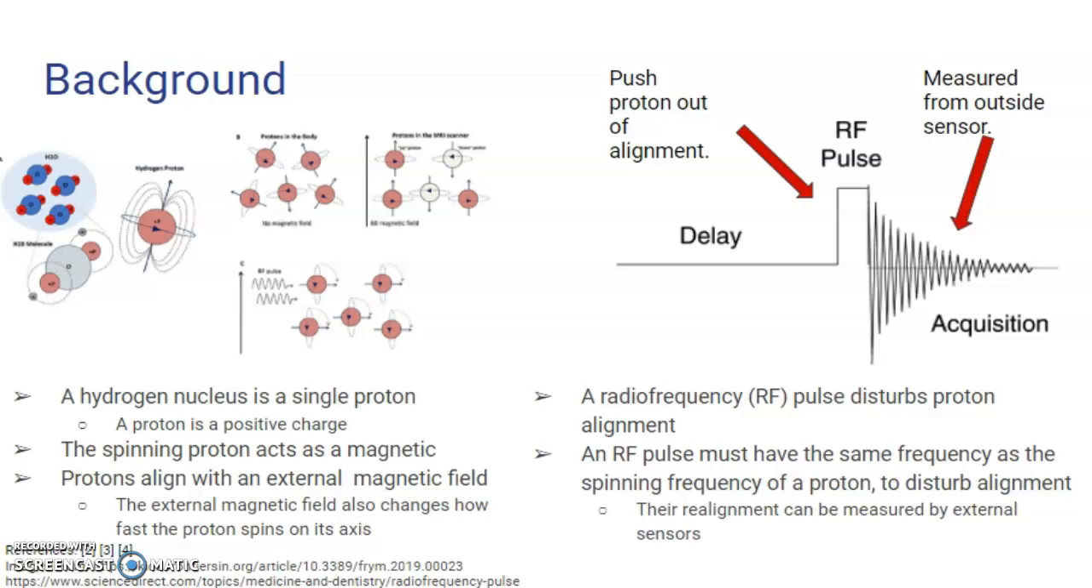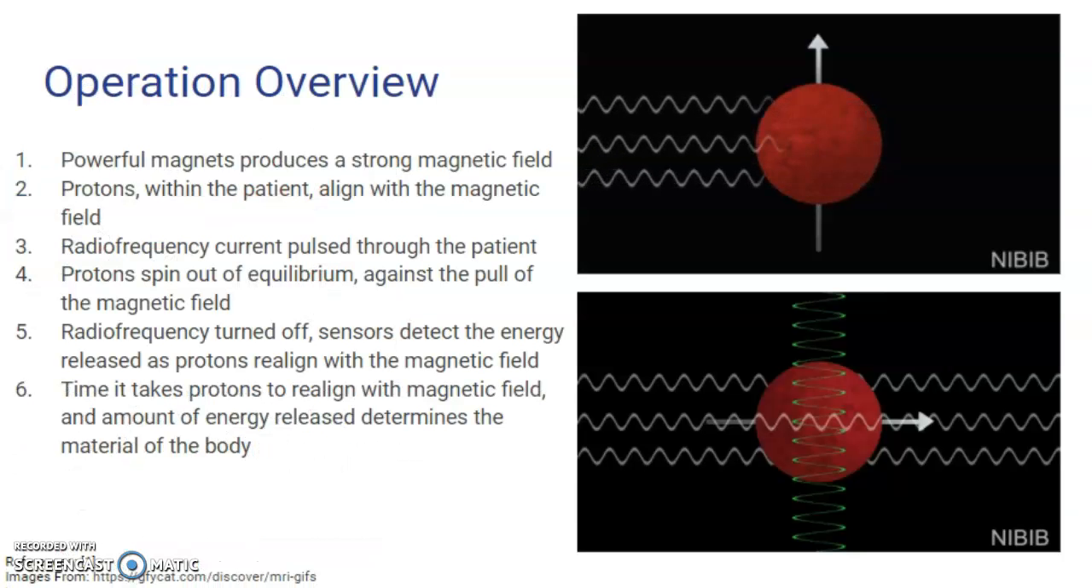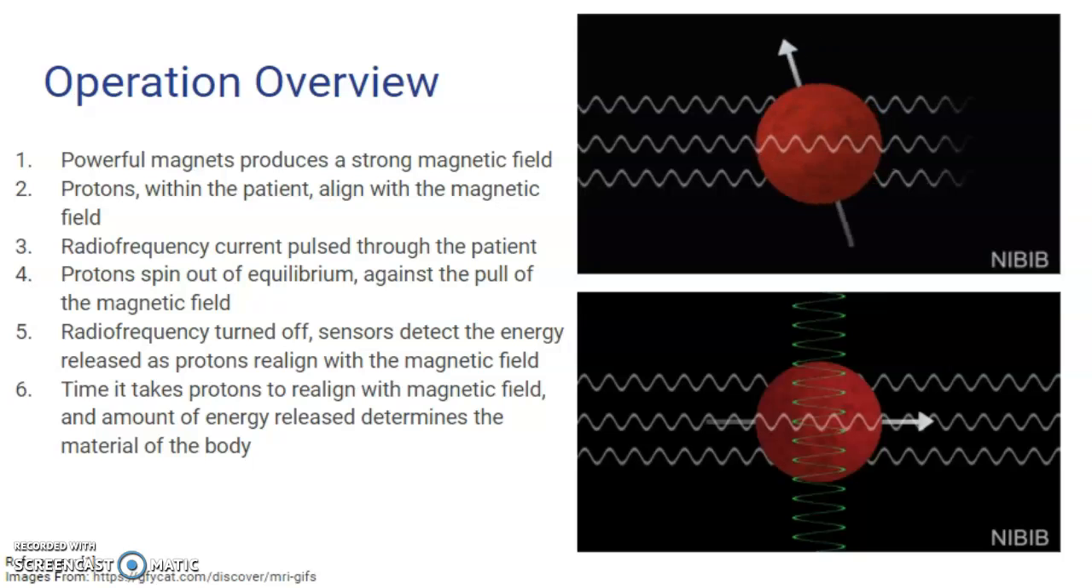On the right side of the screen, we will see a short RF pulse followed by a resonance. The RF pulse can be used to disturb proton alignment if it has the same frequency as the spinning of the proton on its axis. Once the pulse is applied, the proton will have a period of time where it is trying to realign itself once it is pushed off of its alignment. This period of realignment can be measured by external sensors. For such an incredible technology, the basic operation is extremely easy to understand.